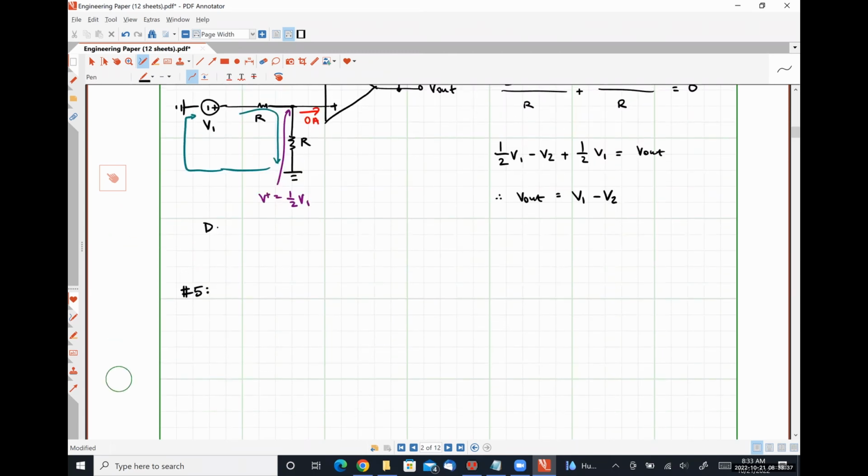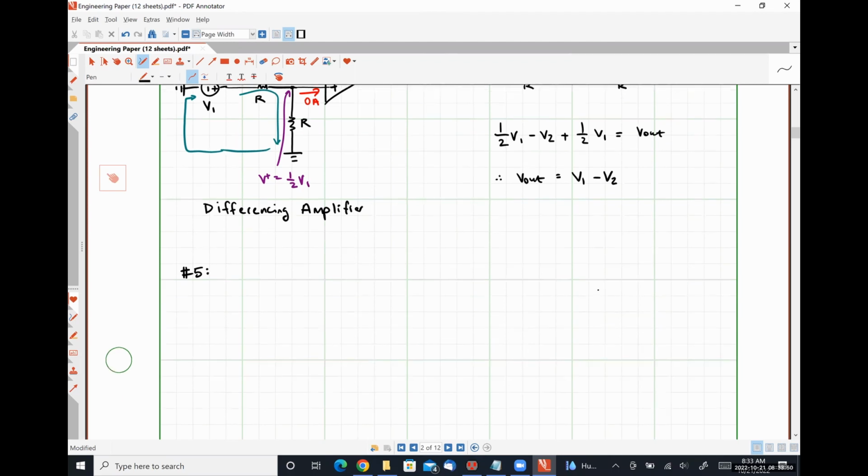Sorry, I didn't give this guy a name, so we're going to call this a differencing amplifier, because it gives us the difference between two input signals.